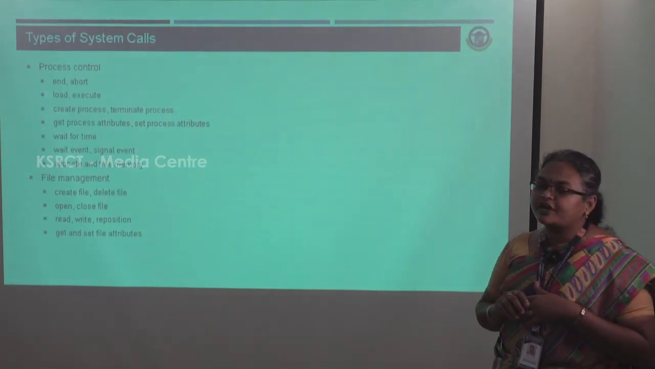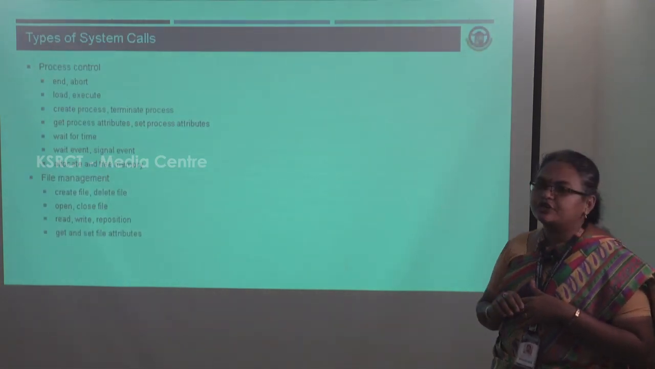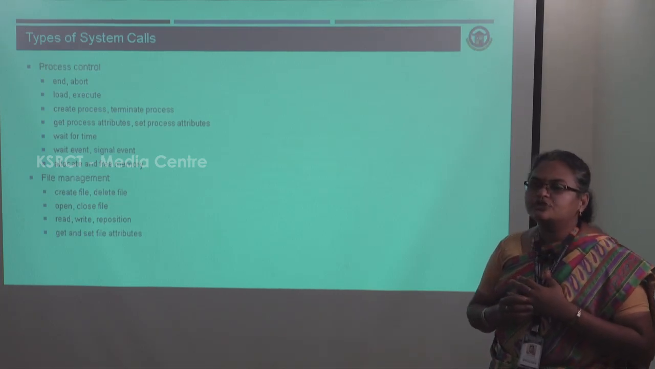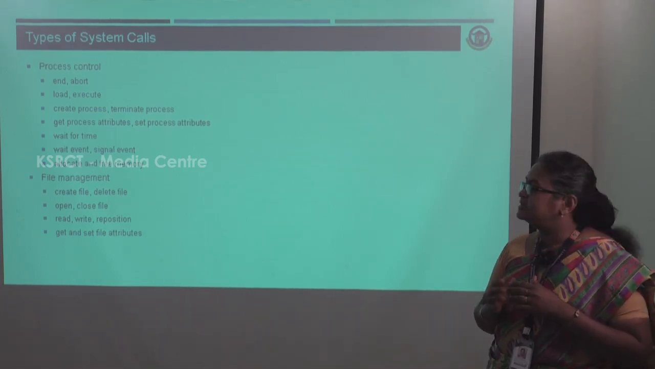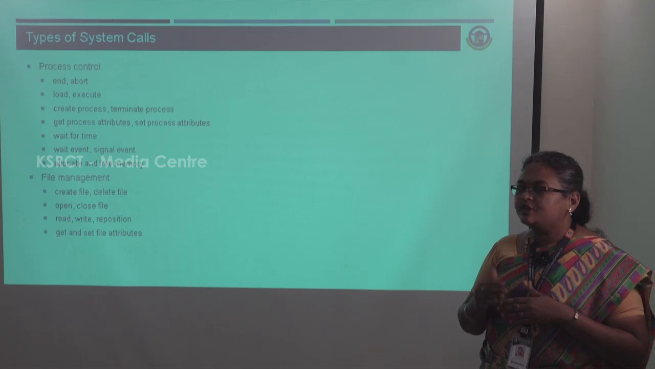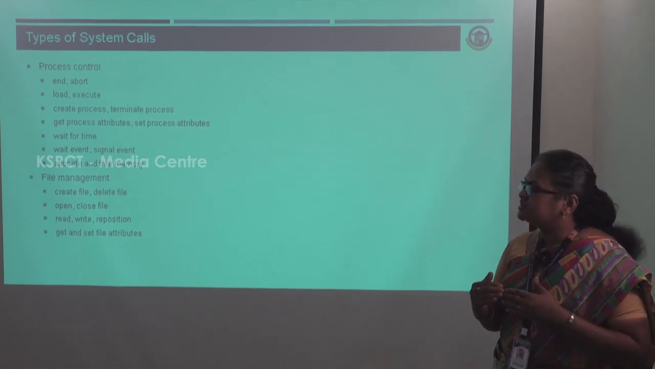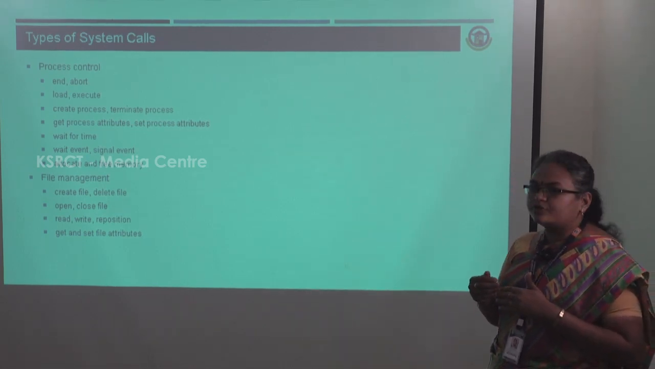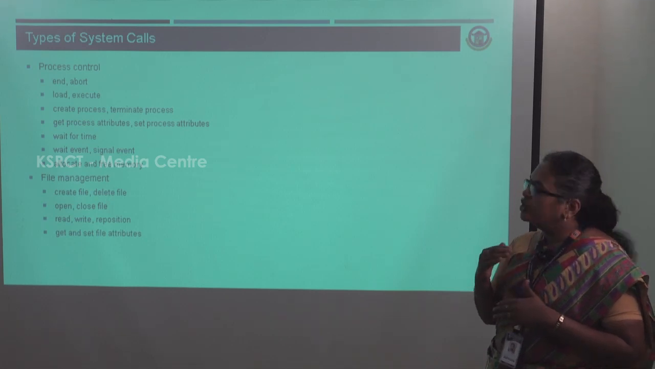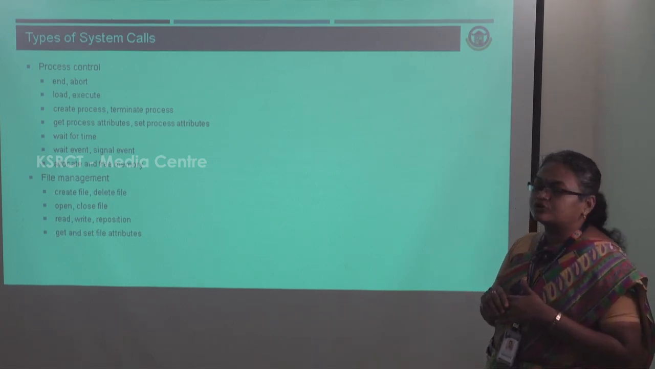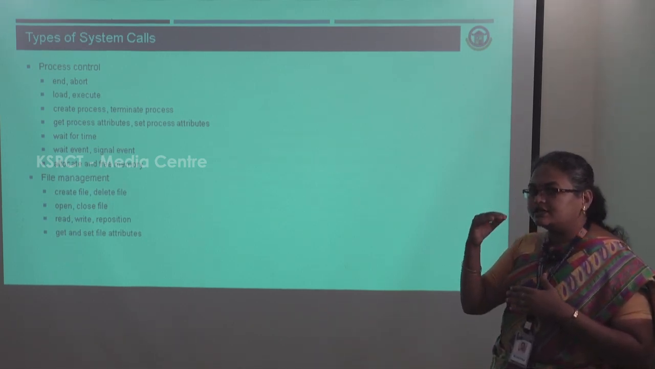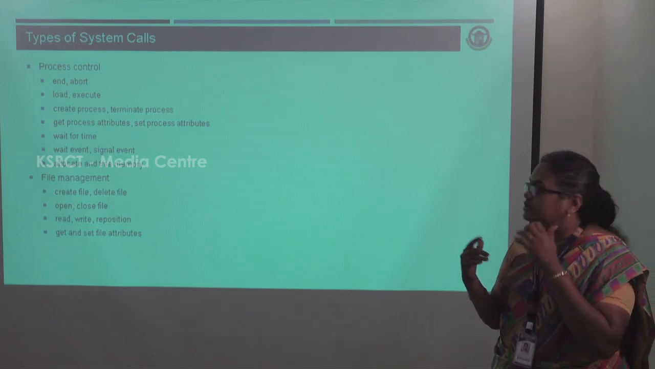We have 5 types of system calls. The first one is process control. Process control explains how we control the process: creating a process, terminating a process, ending or aborting the process, loading the process, executing the process. Those system calls are included in process control.